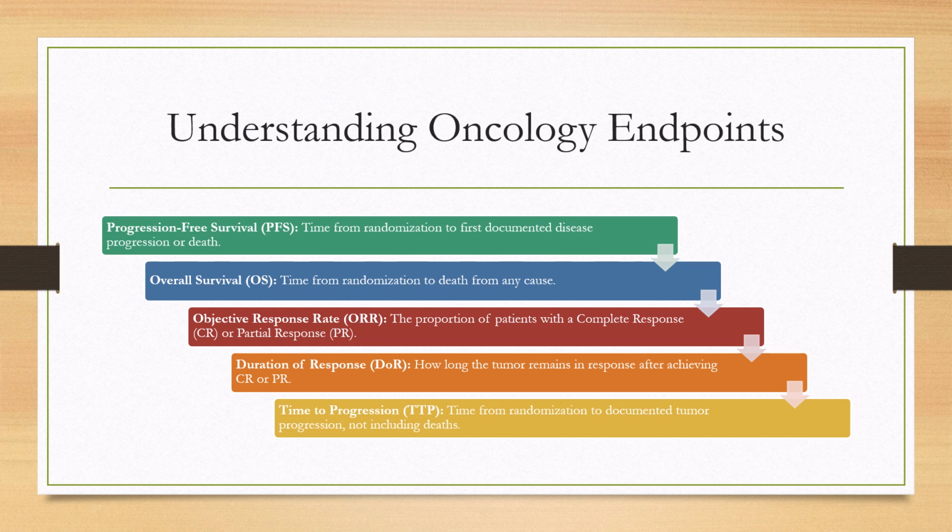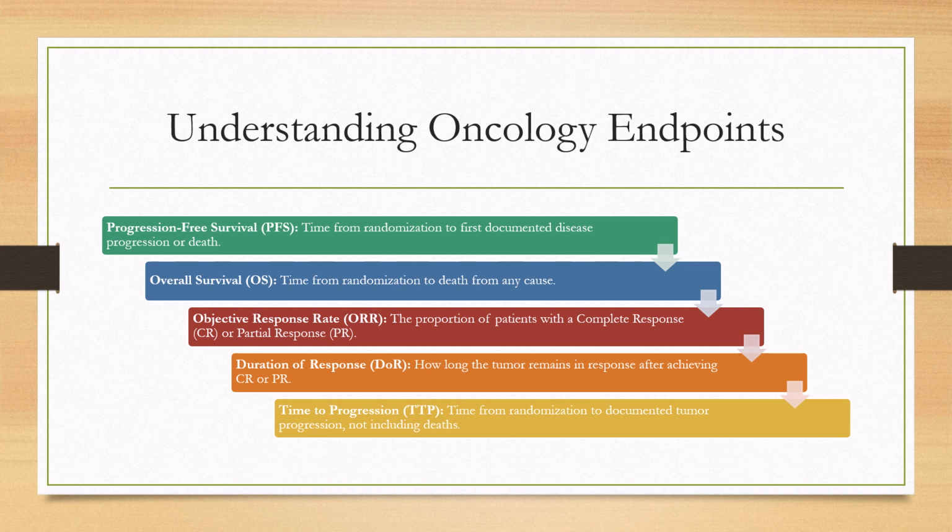So what we understand is that 50% of patients have had a measurable reduction in their tumor after treatment. ORR gives an idea of how effective the treatment is at causing tumor shrinkage. The next is the duration of response, also known as DOR. It basically tells us how long the tumor remains in response after achieving CR or PR.